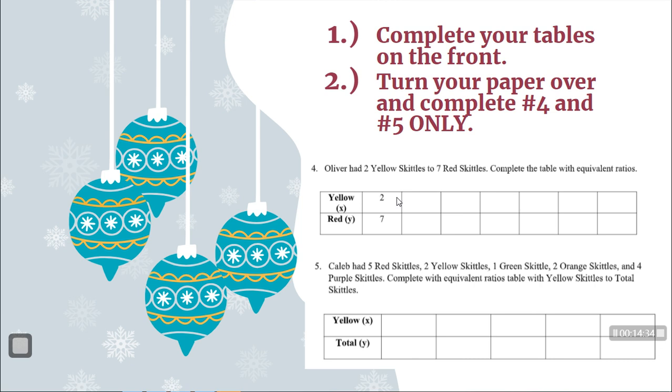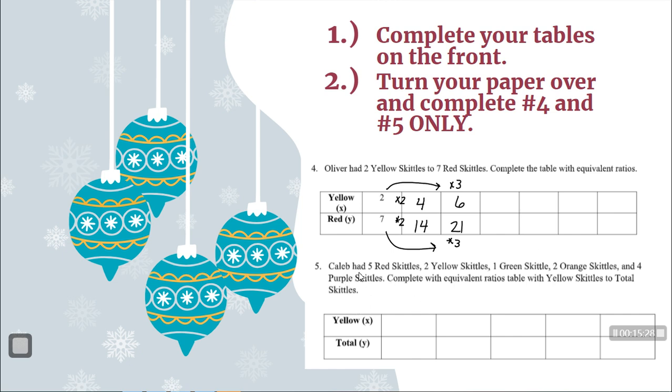So that means, well, what if we multiply this by 2? So 2 times 2 would give me 4 yellow Skittles, but then I need to also have twice as many red Skittles for the ratio to stay the same. So 7 times 2 is 14. Okay, then right here I could multiply my original by 3. So 2 times 3 would be 6. So if I have 6 yellow Skittles, then maybe I would multiply down here as well. 7 times 3 would give me 21. So if Oliver had 6 yellow Skittles, then he would also have 21 red Skittles for the ratio to stay the same. All right, so you're going to go ahead and finish out these other equivalent ratios.